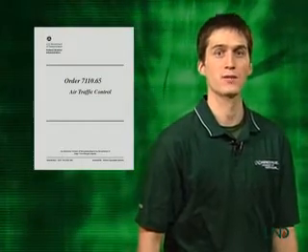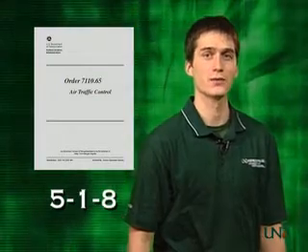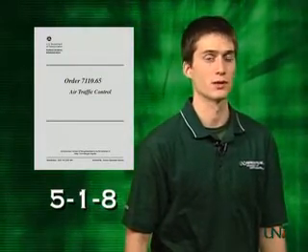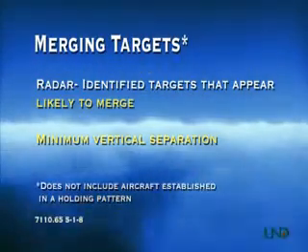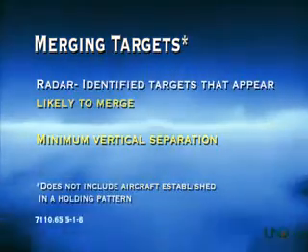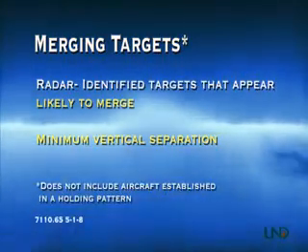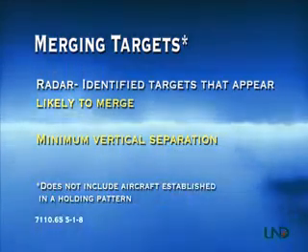Let's take a look at what the phrase merging targets means. This information can be found in the 7110.65 in paragraph 5-1-8. These rules do not apply to aircraft established in a holding pattern. Merging targets are defined as radar-identified targets that appear likely to merge and are at the minimum vertical separation. Essentially, merging targets are aircraft that will pass over or under each other and are separated by the minimum required altitude. Merging target procedures must be applied in the following situations.